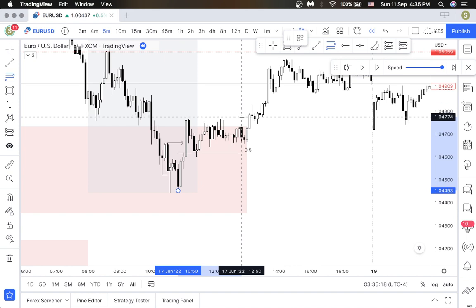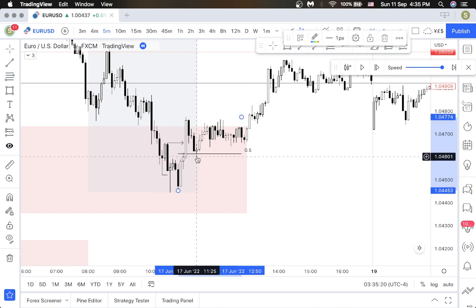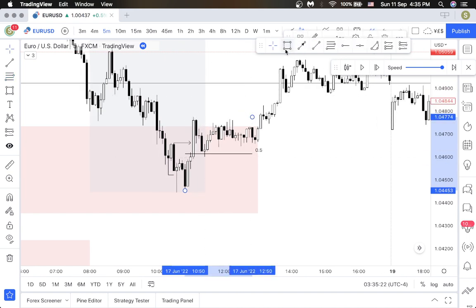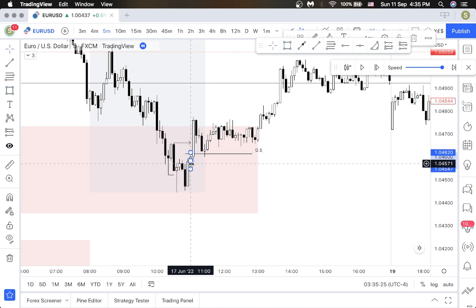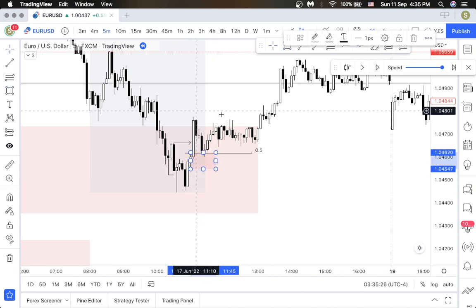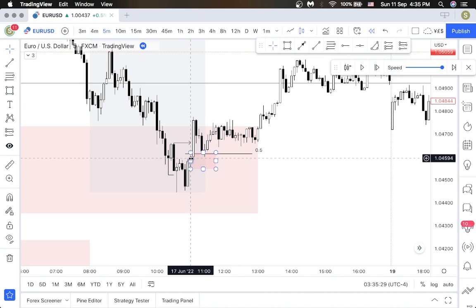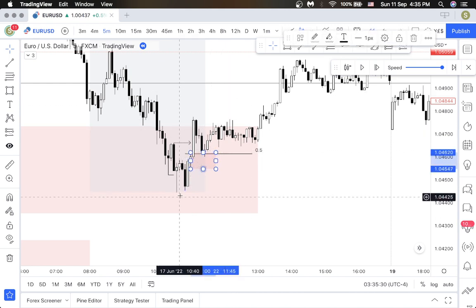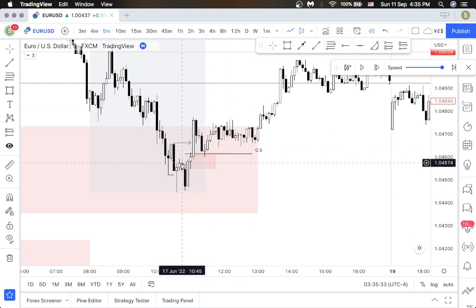waiting again for discount pricing. We tap into discount pricing here. What do we have around here? We have another hidden indecision candle, hidden base kind of thing. This would be my buy. Stop loss below here. Okay.